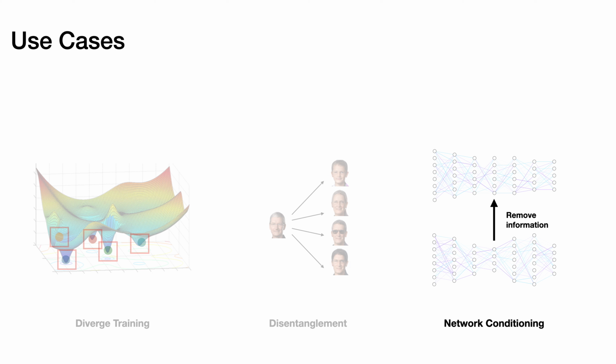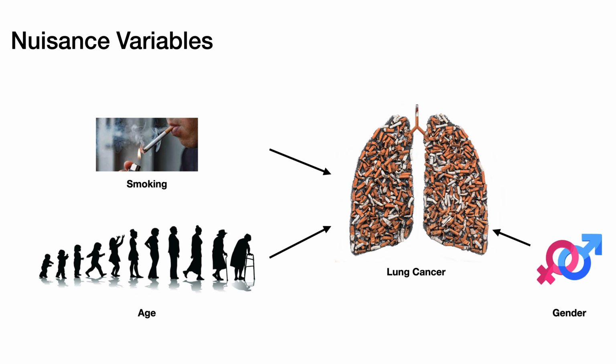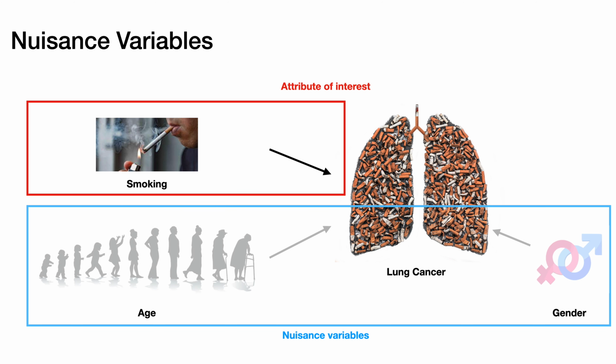Finally, we can also work on the novel and interesting use case. Condition one network on another network. What does this mean? Well, let's review what this means for linear regression first. What is the role of nuisance variables on the dependent variables? We know that lung cancer has an association with smoking, age, gender, and so on. But what we really care about is the relation between smoking and lung cancer. So the age and gender are nuisance variables.